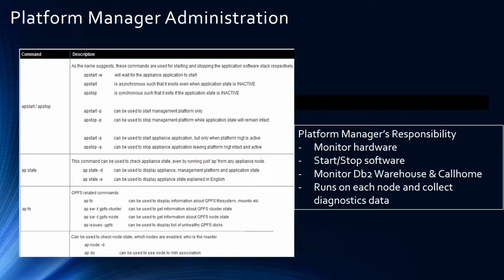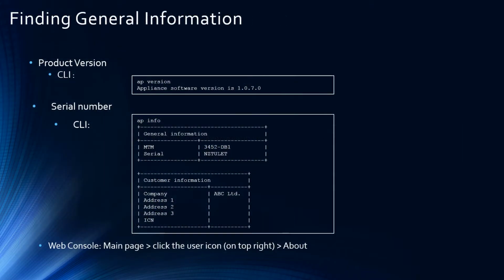to Platform Manager. You can use the ap version and ap info commands to find out the appliance version, serial number, and ICN. These are useful information in case you need to open a PMR. Similar information can be found from the Web Console too.